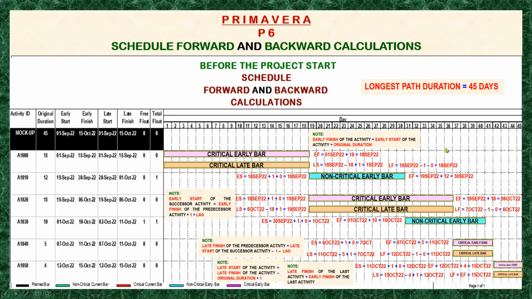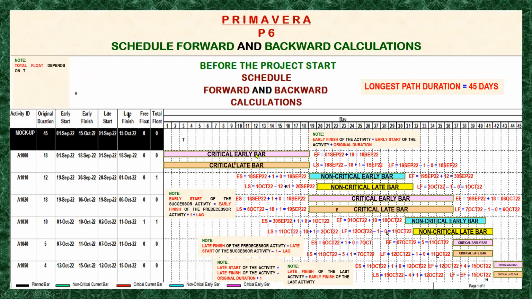Next is the non-critical bar or non-critical late bar. This is also moving backward, or calculated backward. Here is the second non-critical late bar. Okay, I think this is already complete for the bars.